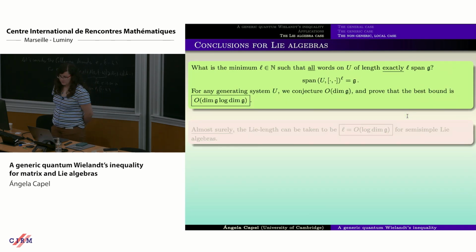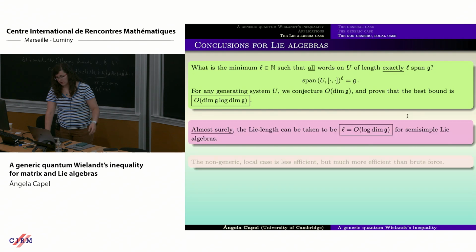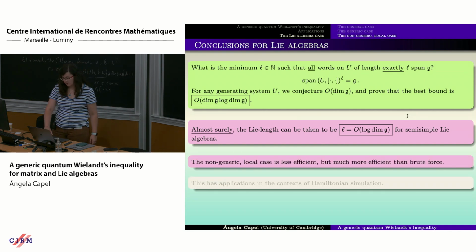And then I briefly mentioned how to extend these results to Lie algebras, for which we can essentially say the analogous results. So the conjecture, again, if we consider now commutators of length exactly L, would be of order of the dimension of the Lie algebra times log of the dimension. And almost surely what we can see is that this length can be taken to be of order log of the dimension of the Lie algebra, even for semi-simple Lie algebras.